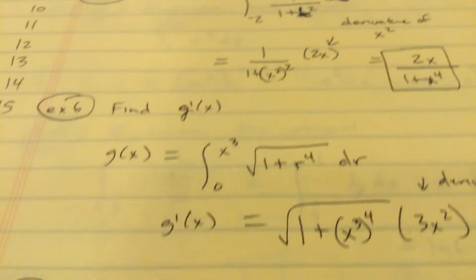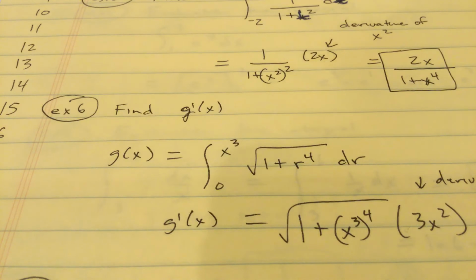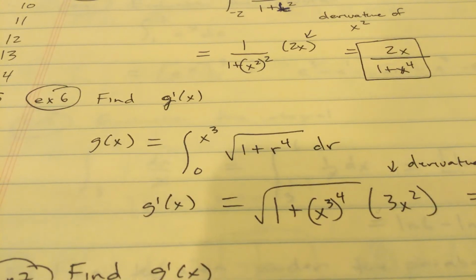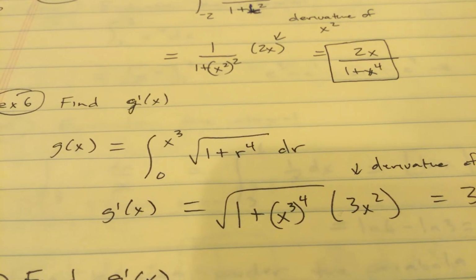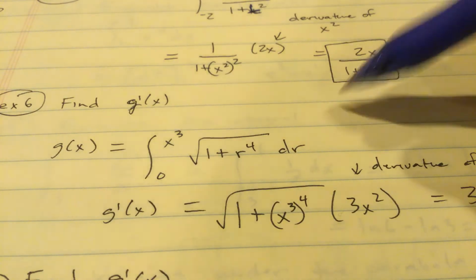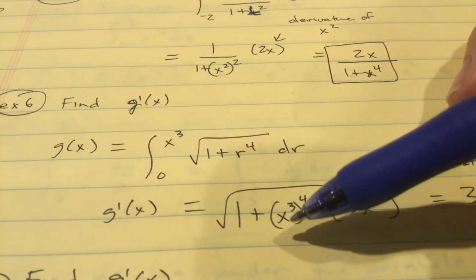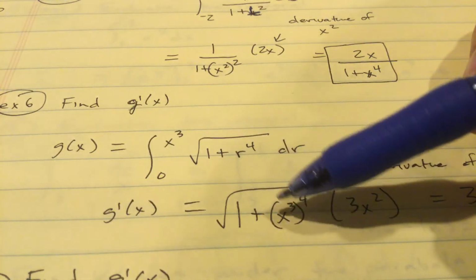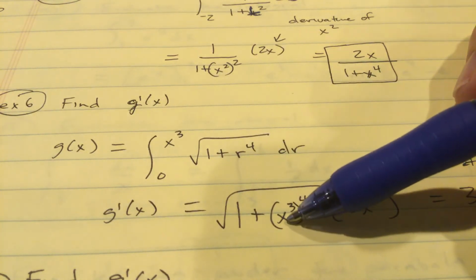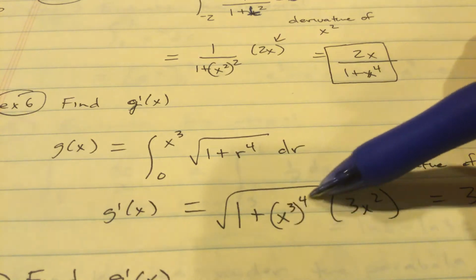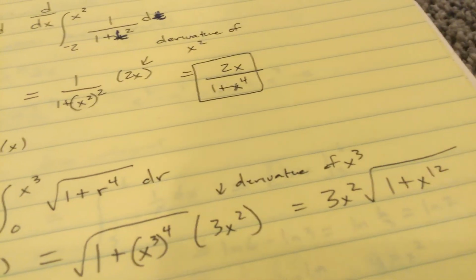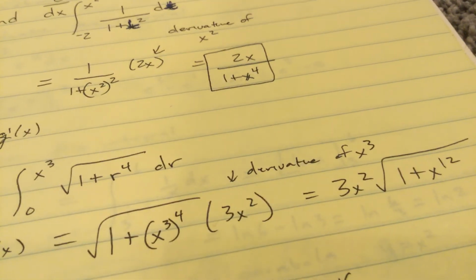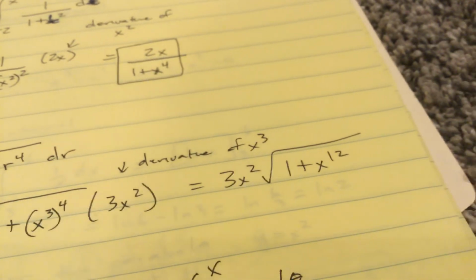Nice. All right, find g prime of x. There we go, g of x is that. I plug x to the 3rd in for r. I did my very best, making this my best handwriting possible. Plug x to the 3rd in for r, and then take the derivative of x to the 3rd. That simplifies to give you this.